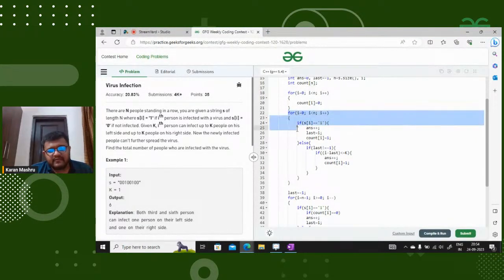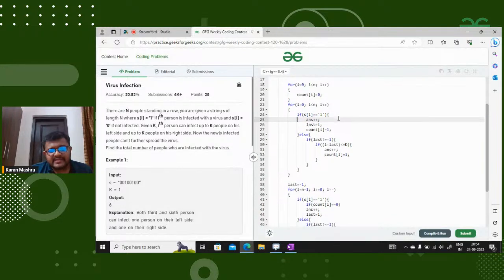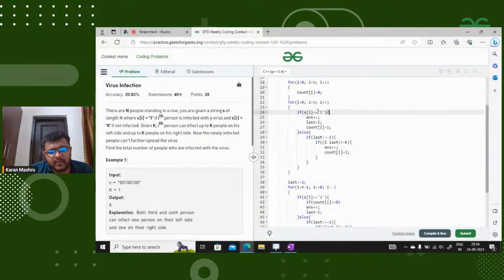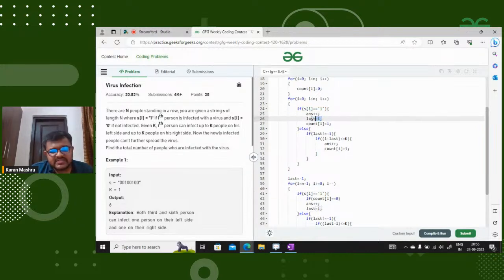Now I'll move from left to right. So for I equals to 0, I is less than n, I plus plus. If a person is infected, first increment the count of the answer variable, change the last variable.